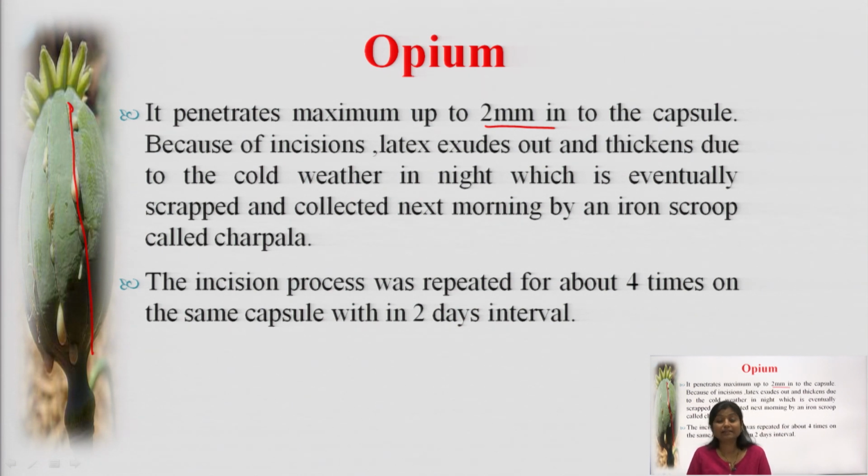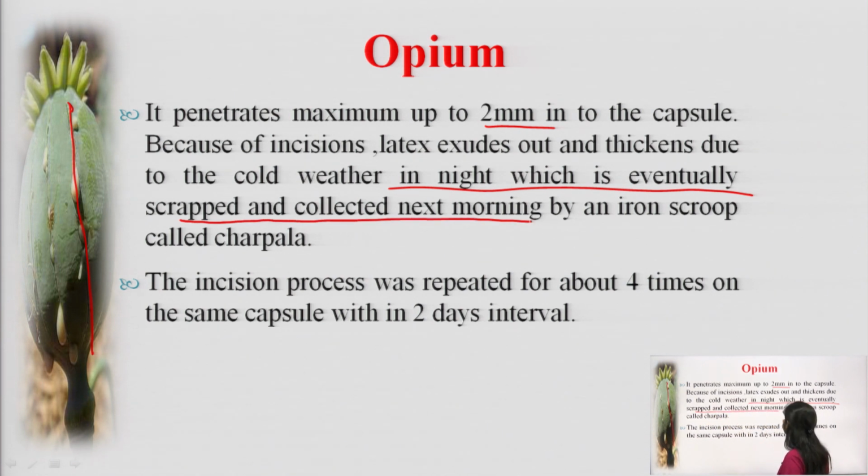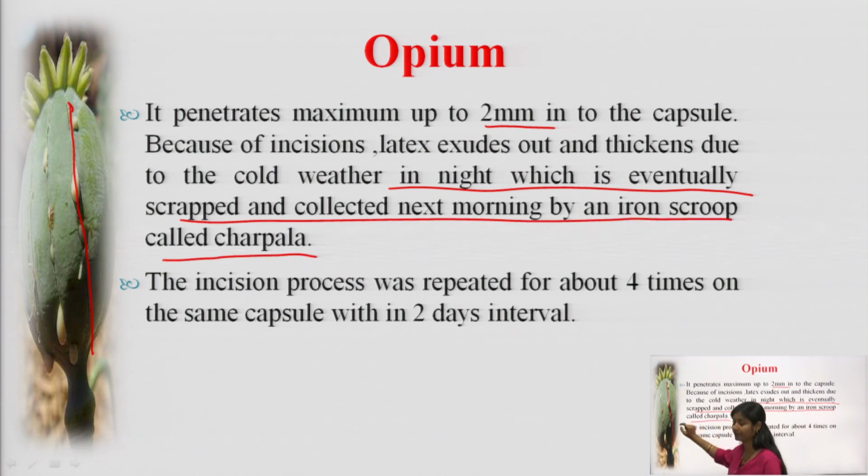Because of the incision, the latex exudes out and thickens due to the cold weather at night. That is why we make the incisions in the afternoon, so that the exudate oozes out and, due to the cold weather, sticks onto the capsule till the next morning. It will not fall off. It is scraped and collected the next morning by an iron scraper called charpla. Charpla is the spoon-like instrument through which we collect the exudate from the capsule. So incision is done in the afternoon and collection of the exudate in the early morning.